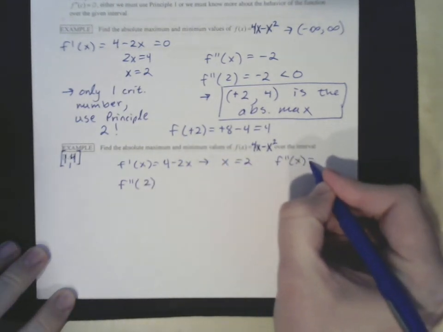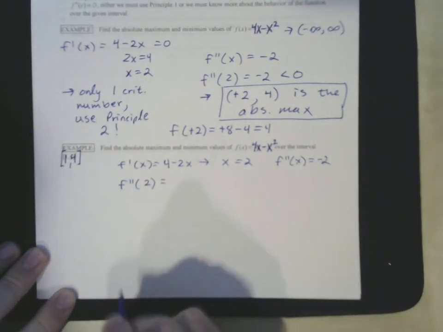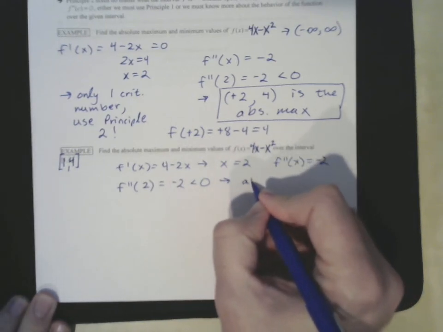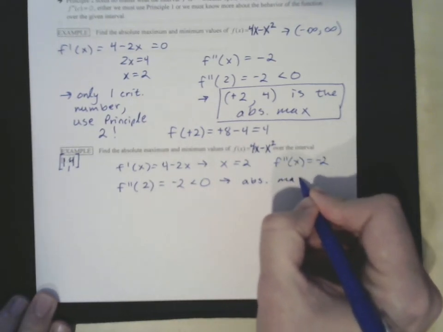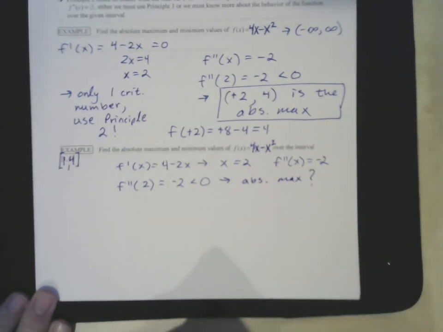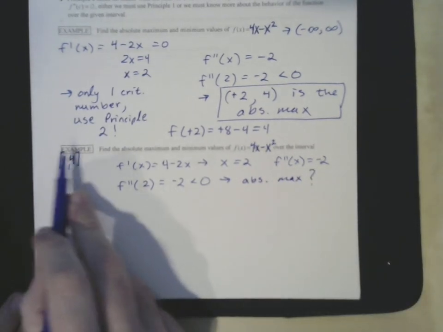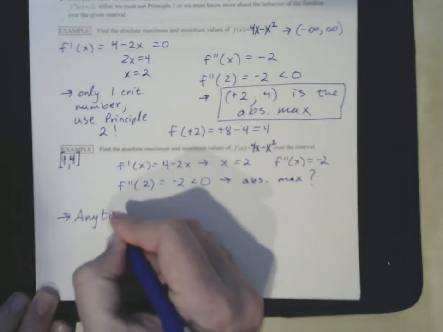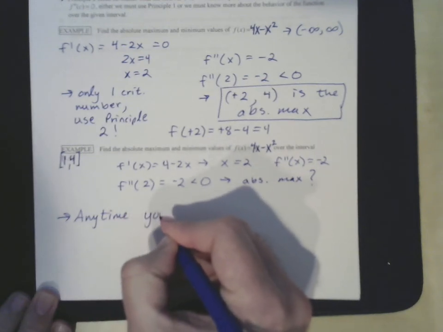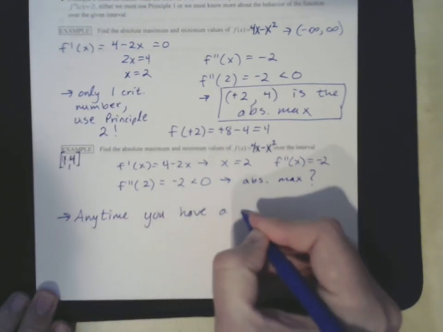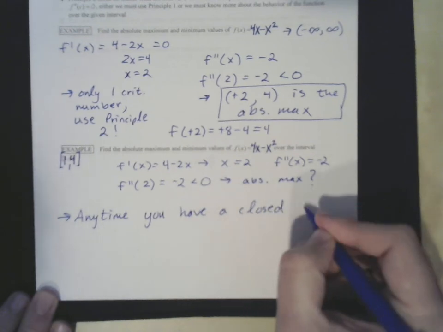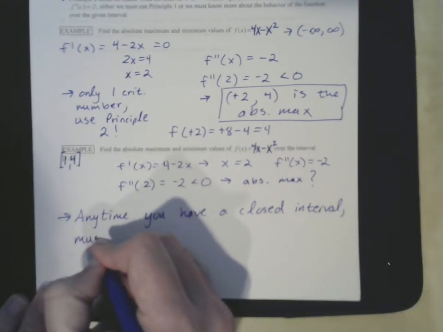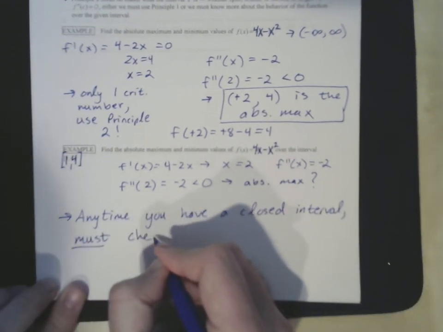Now here's the difference. When we have 2, we use f double prime of 2. F double prime of x is still negative 2, so f double prime of 2 is still less than 0. That still tells us this is the absolute max. But I'm going to put a question mark here. Because now that we have a closed interval, anytime you have a closed interval, you must check the endpoints.